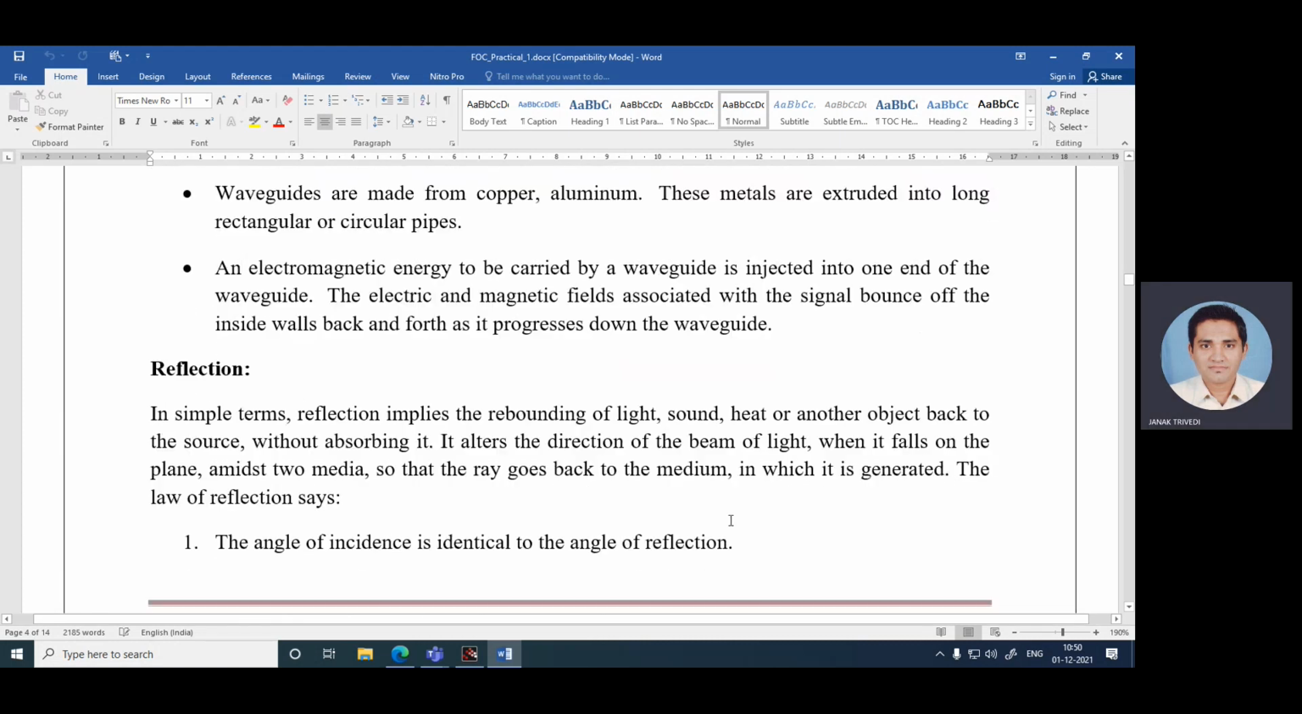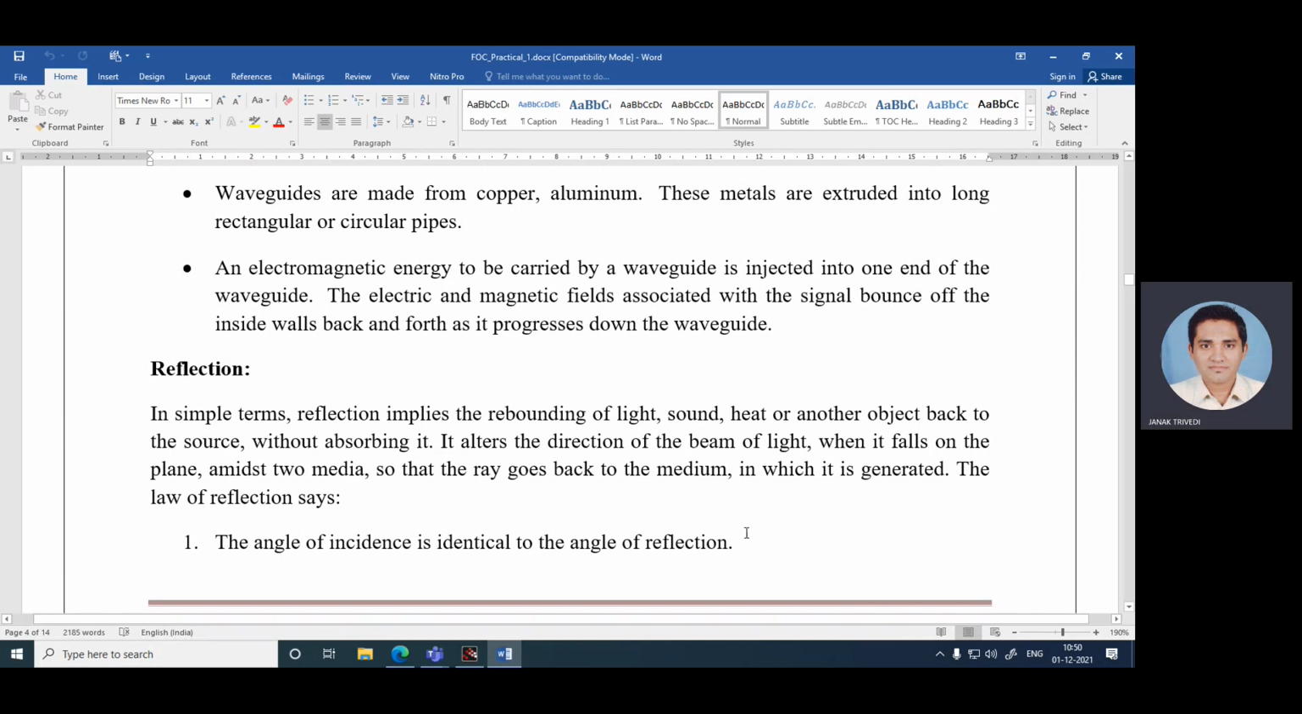Next, we try to understand reflection. In simple terms, reflection implies the rebounding of light, sound, heat, or another object back to the source without absorbing it. It alters the direction of the beam of light when it falls on the plane between two media, so that the ray goes back to the medium in which it is generated.